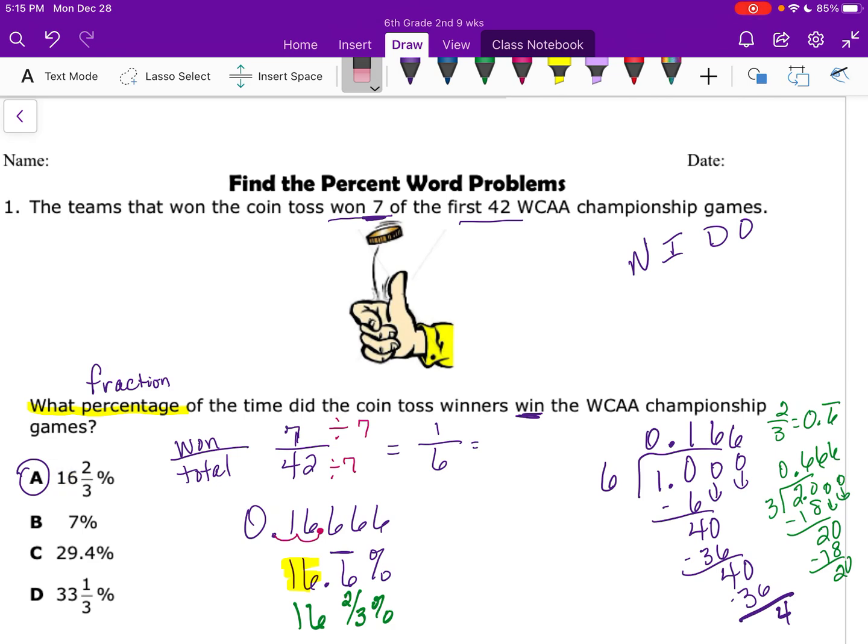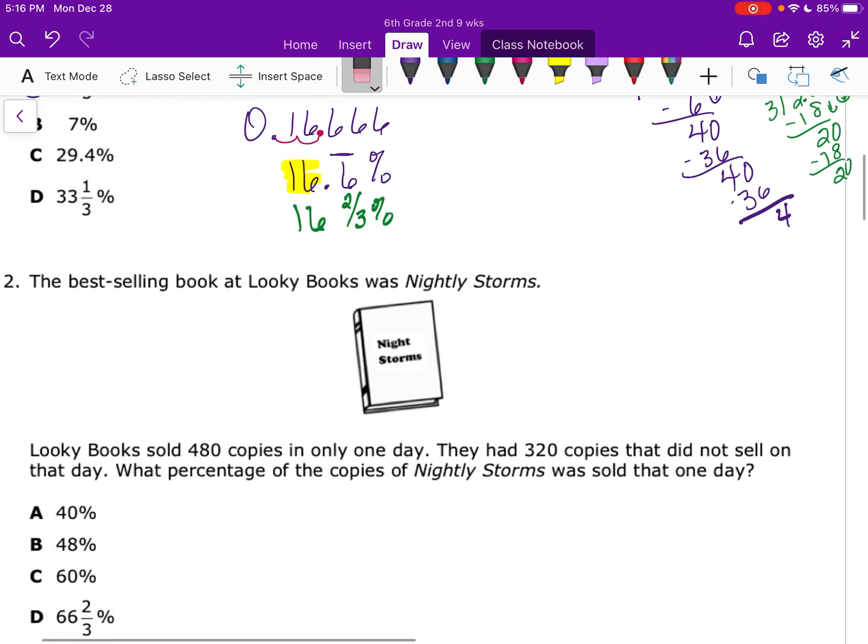Just for reasonableness sake as well, 7 is not a lot out of 42, right? So that means that we know that our percent is not going to be very big. None of these percents were very big, though, so it doesn't really help us eliminate anything, but still get it. Okay, so whenever they ask us for what percentage, we're always going to ask ourselves what fraction. We're going to formulate the fraction, then change the fraction to a decimal, and then to a percent. Okay? All right, let's look at number 2.